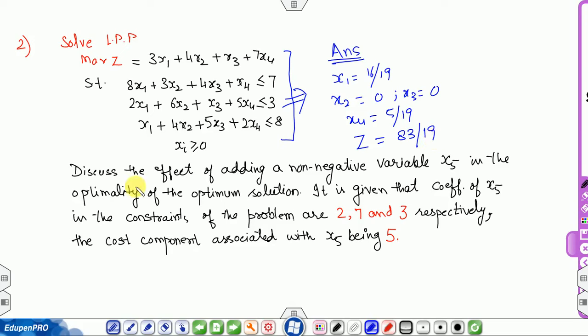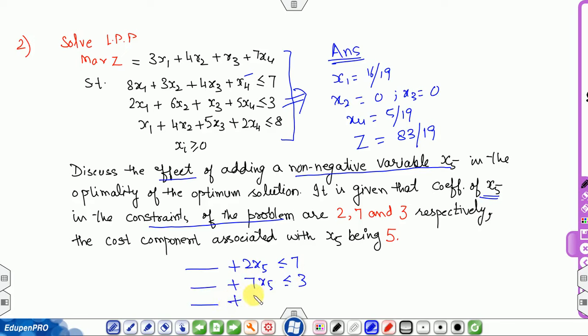Okay, so now the second part is, discuss the impact of adding the new variable x5 in the optimal solution. It is given that the coefficients of x5 in the constraints are 2, 7, 5. So it means there is a new problem whose constraints are this plus 2x5. This is the first constraint. This is the previous one plus 7x5 in the second case, plus 3x5 is less than or equal to this. And the cost component with x5 is 7. So it means the objective function will be plus 5x5.